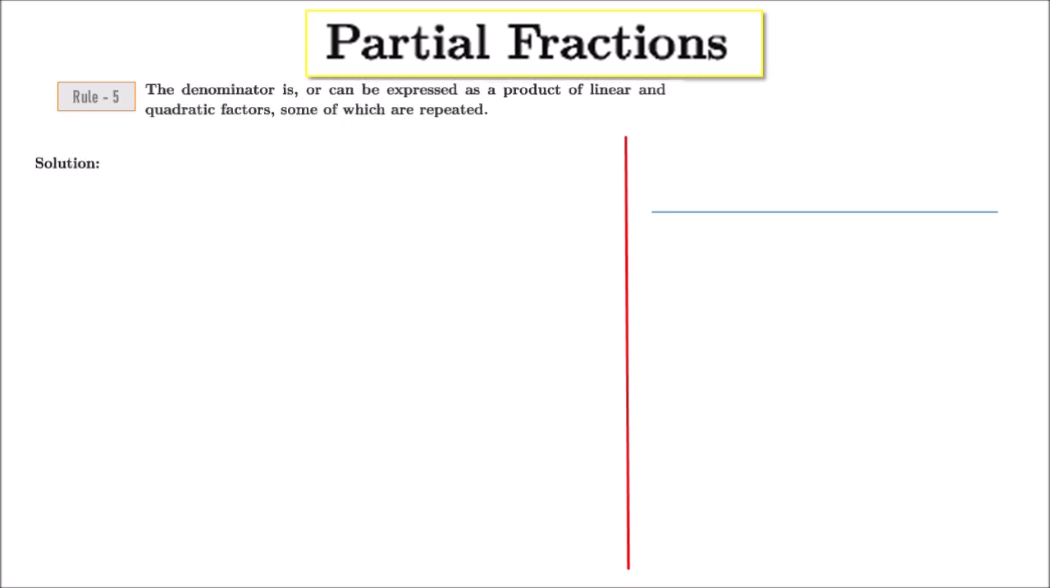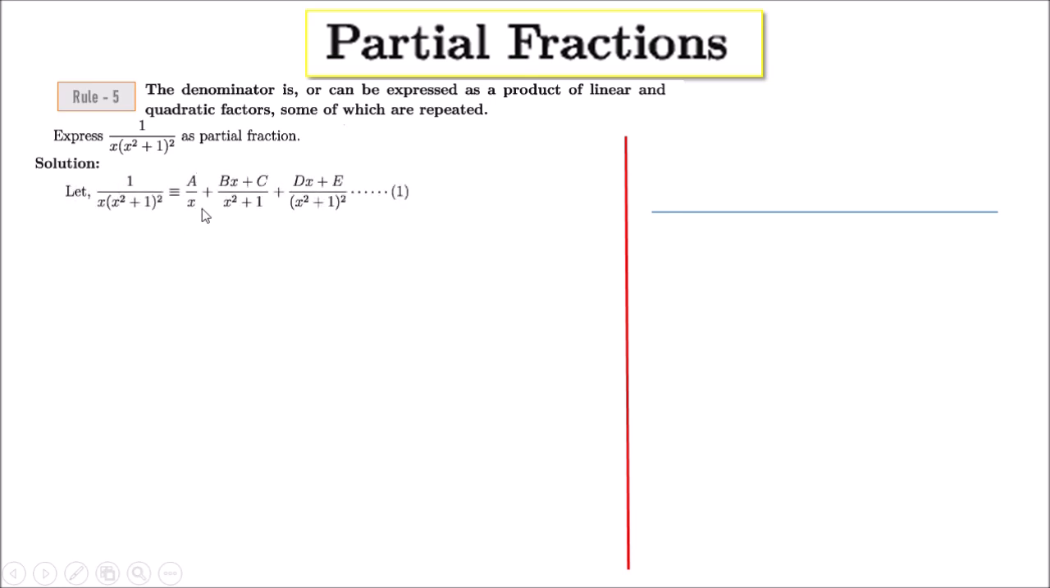Okay, now rule number 5, the last rule. So the denominator is or can be expressed as a product of linear and quadratic factors, some of which are repeated. Look at here, the denominator is or can be expressed as a product of linear and quadratic factors, some of which are repeated. Okay, so that is the product of linear and quadratic factors, like the previous one, but there was no repetition, but here is repetition. So the repetition is rule number 3. We have to use rule number 3 and 4 together here. So that is the interesting part here.